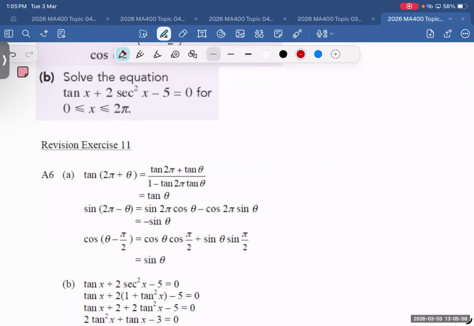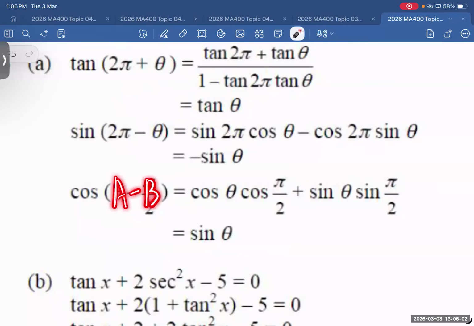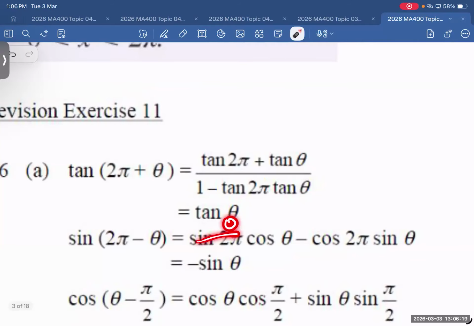Okay, so what I'm doing is I'm using a formula. Do you remember the initial formula? Cos A minus B is the same as cos A cos B plus sin A sin B. Because sin 2 pi is 0. Sin 2 pi is 0, right? You go to your calculator, sin 2 pi is 0.